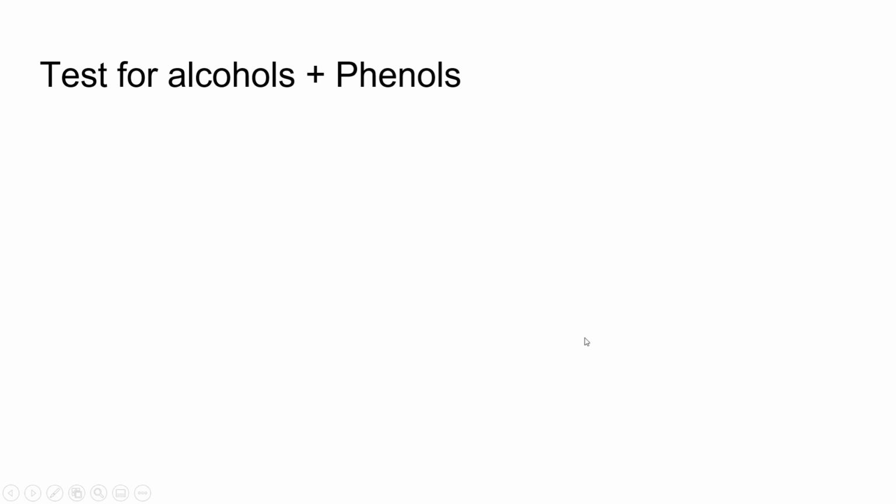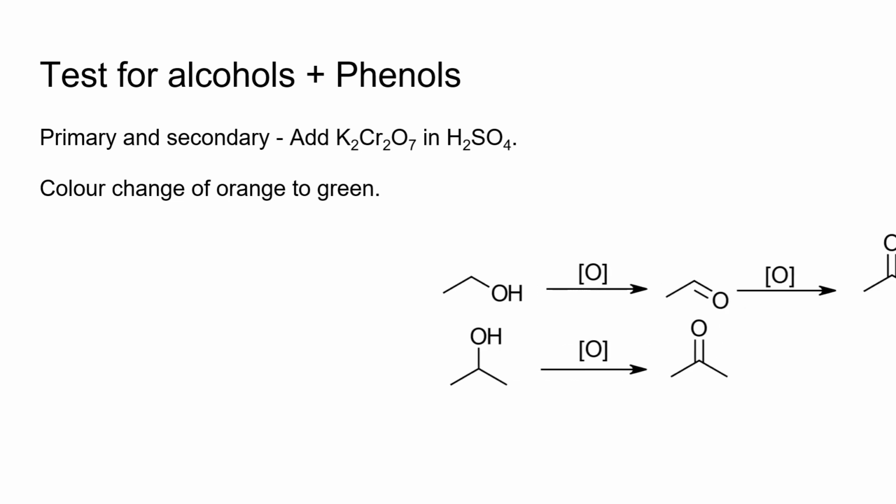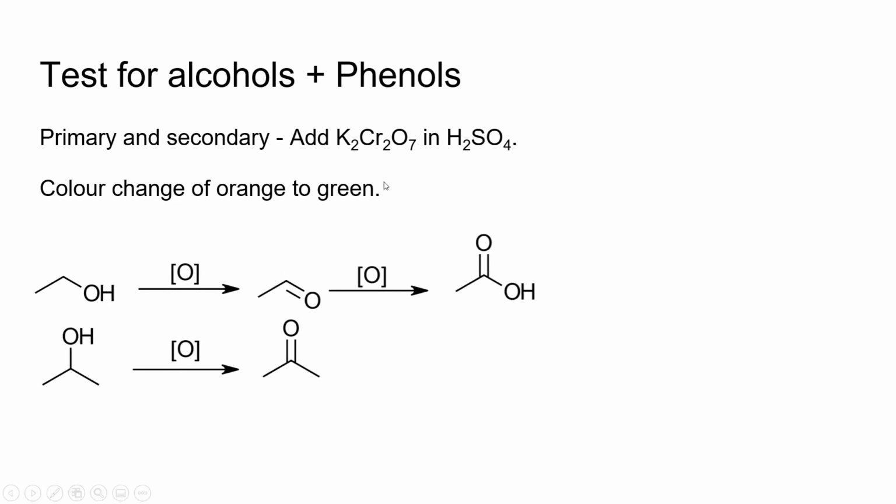So next we have the test for alcohols and phenols. We'll start off with primary and secondary alcohols. You've seen this reaction before. It's to add potassium dichromate in sulfuric acid, or acidified potassium dichromate. And we see this orange to green color change. Same reason as with permanganate, due to the oxidation state of the chromium.